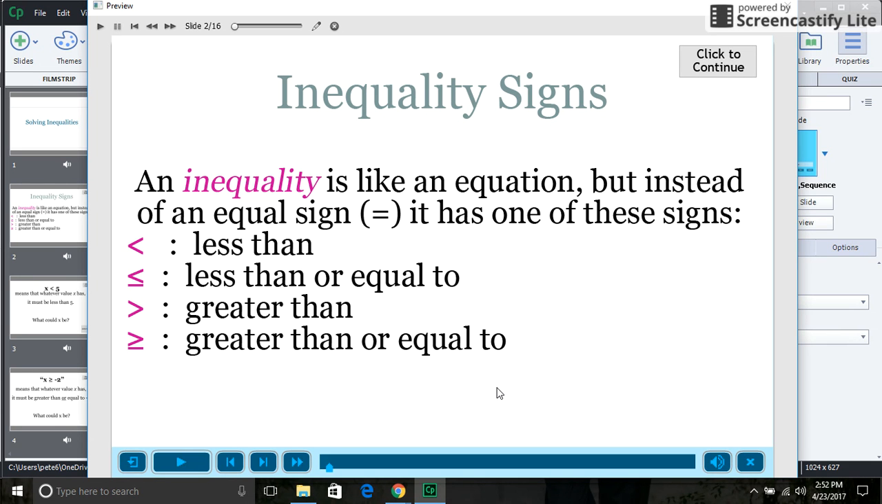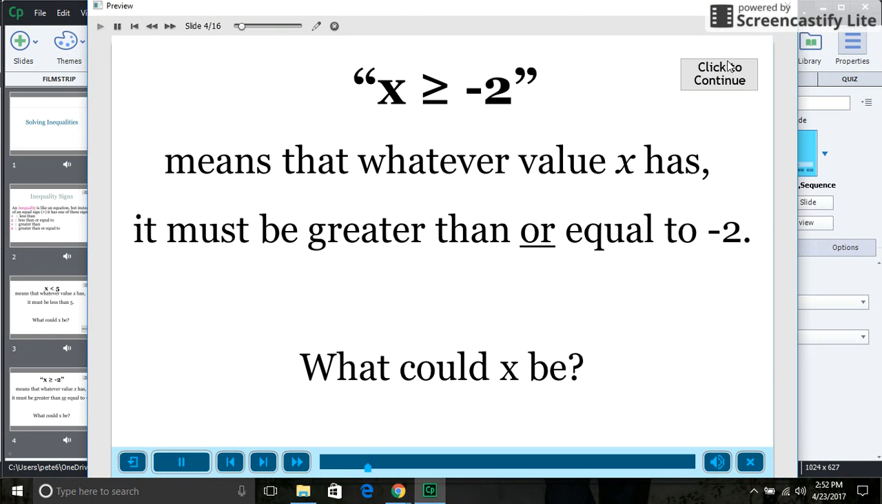An inequality is like an equation, but instead of an equal sign, this inequality says x is greater than or equal to -2. This means that whatever the value of x is, it must be more than -2. Some possible solutions are 2, 0, or 20 because they have a value that is greater than -2. Another solution could be -2 itself. This is a solution because the inequality symbol says or equal to.